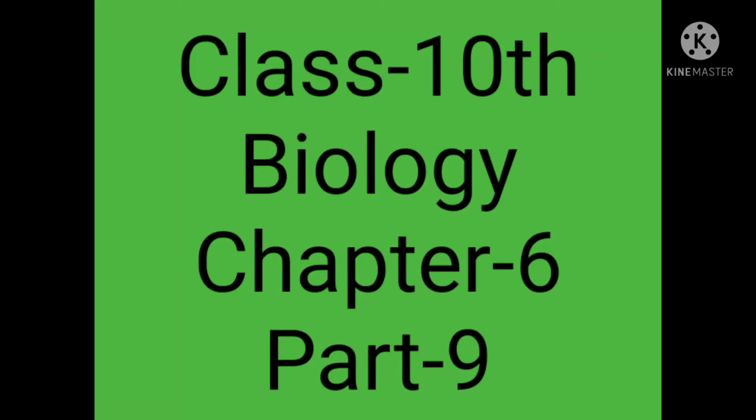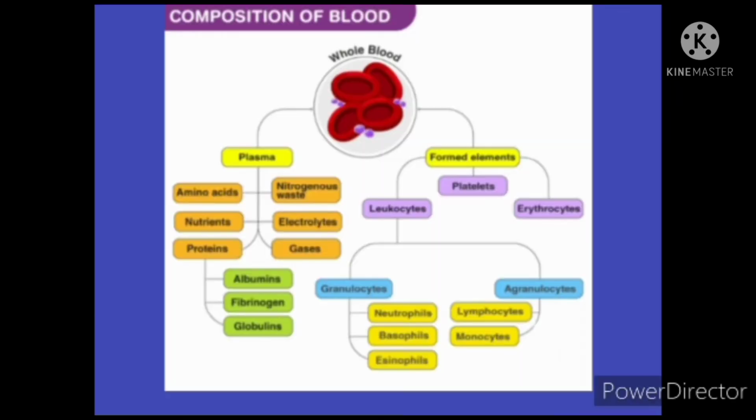Today we are going to read about different types of blood cells. In the previous video we started the new part of this chapter, that is transportation, and we are continuing this in this video. Here in this slide you can see the composition of blood, which I also told you yesterday. So today we are going to read about the different types of cells which are present in blood.